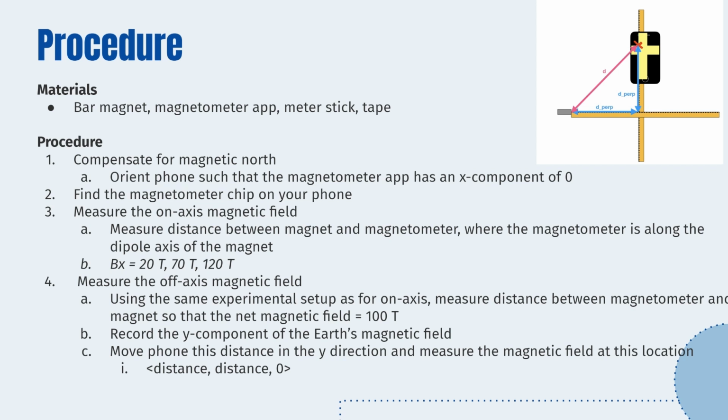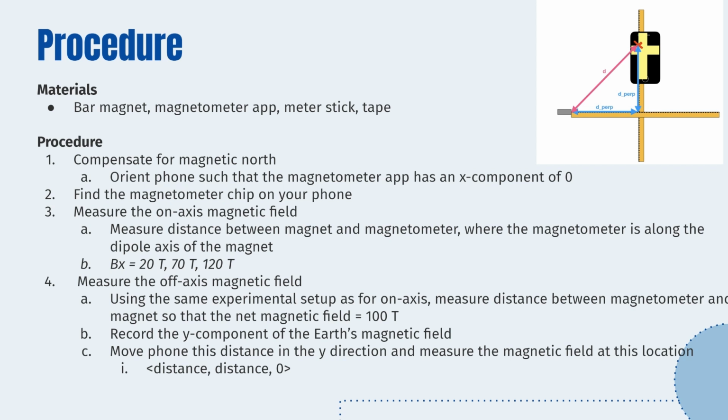Then we measured the on-axis magnetic field by measuring the distance between the magnet and the magnetometer, where the magnetometer was along the dipole axis of the magnet. And we did this at 3 different magnetic field magnitudes, 20 Tesla, 70 Tesla, and 120 Tesla. And then we measured the off-axis magnetic field using the same experimental setup as for the on-axis. But this time we set the net magnetic field to be 100 Tesla.